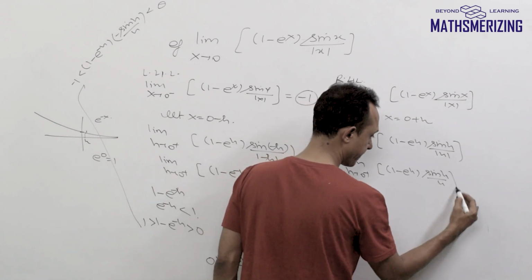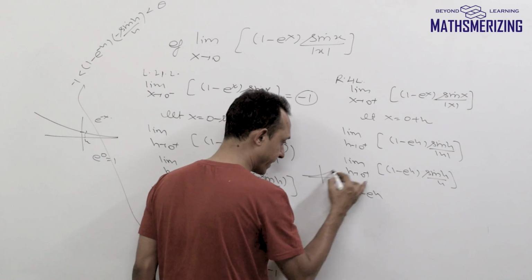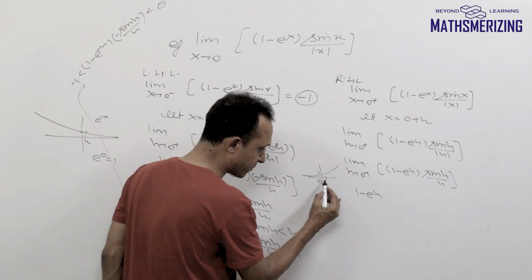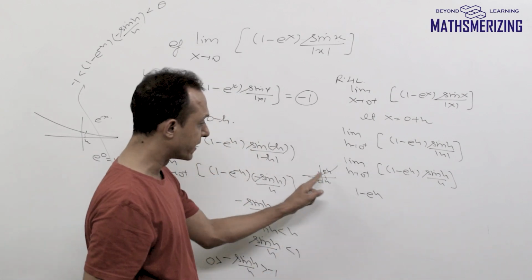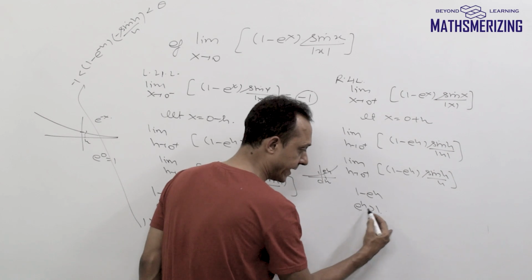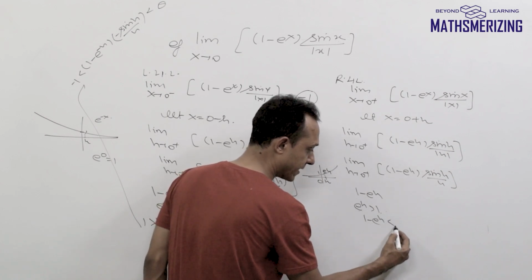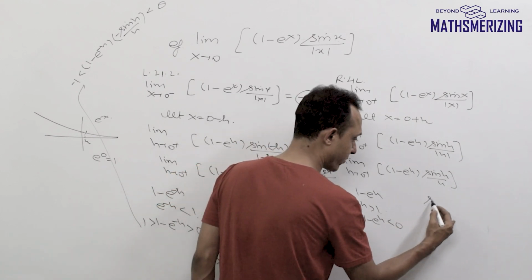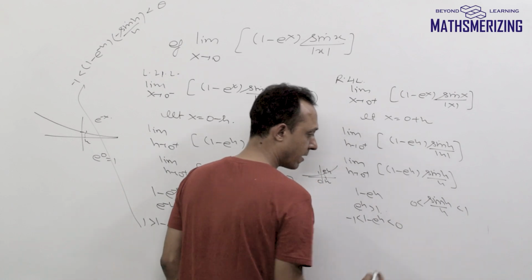sine h upon h. Now 1 minus e to the power h, so that is the graph of e to the power h. So e to the power 0 is 1. If I take a small positive number, then e to the power h is greater than 1. So I can write 1 minus e to the power h is less than 0, but it will be greater than minus 1. And also I know that sine h upon h is less than 1, but greater than 0.